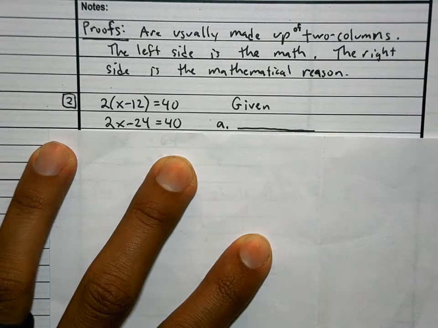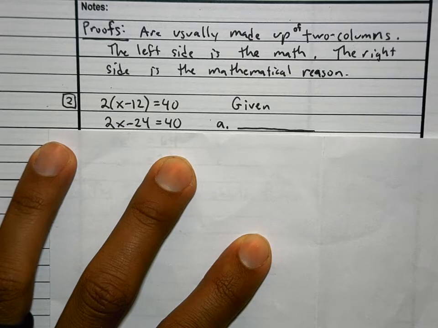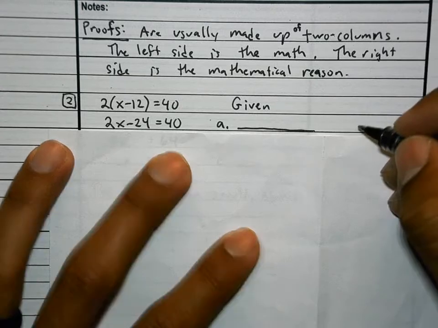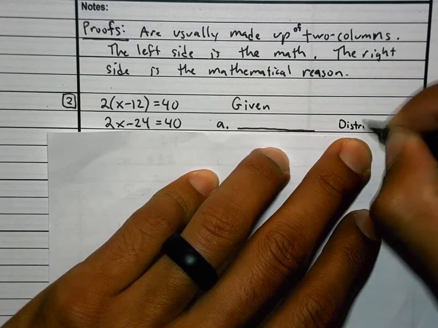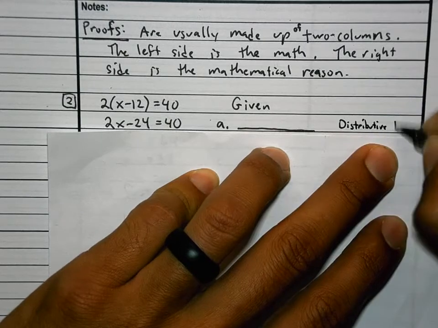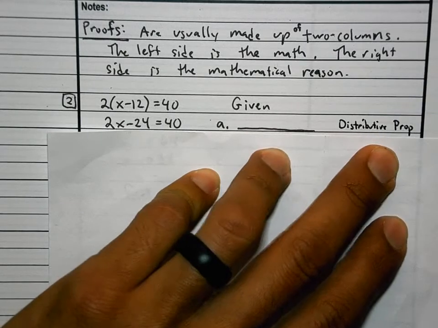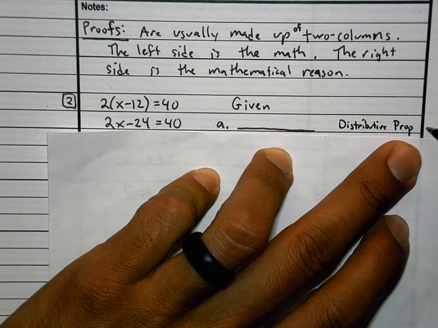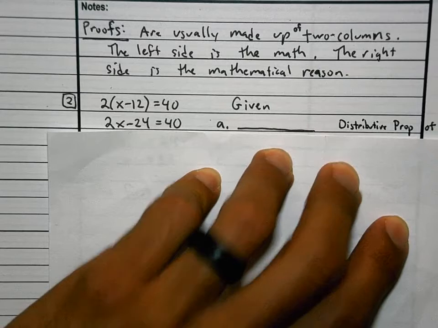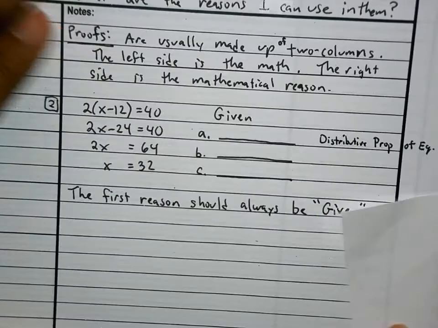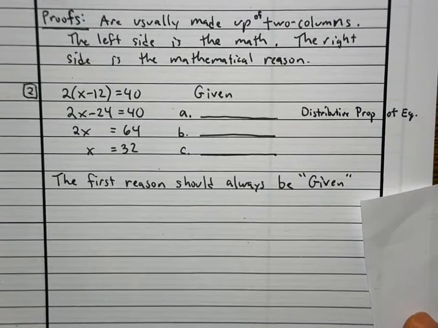Let's start with Logan. They distributed. They distributed. That is absolutely correct. There is a property that is a mathematical reason why you can do that. And it's called the distributive property of equality. You do not have to put "of equality" in there if you do not want to. Let me scoot that over just a little bit so you can see because it's being cut off. There we go.